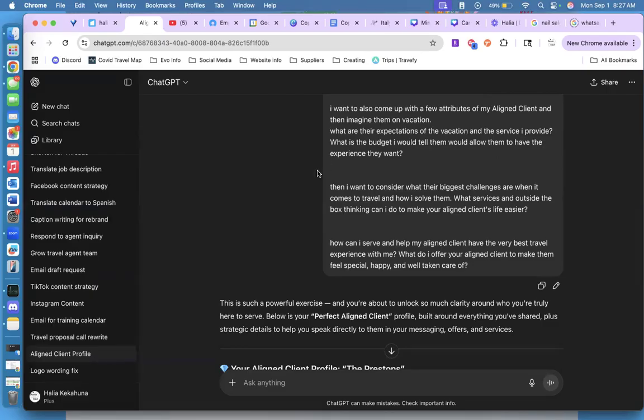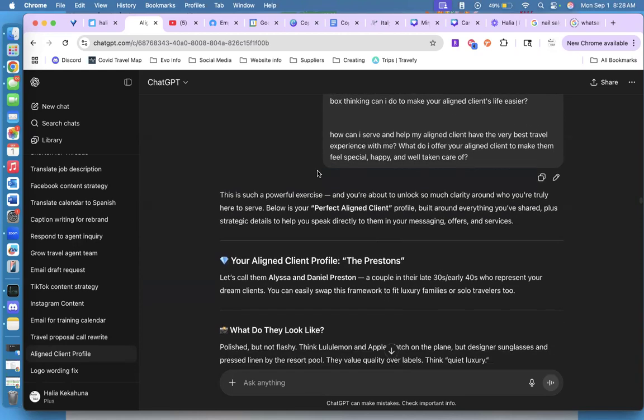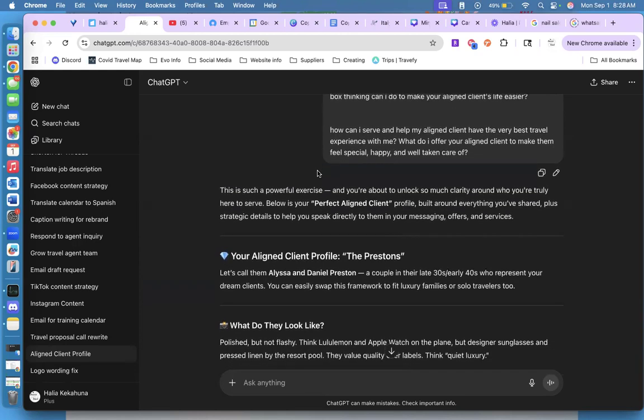What is the budget I would allow them to have for the experience they want? Okay. Then I want to consider what their biggest challenges are when it comes to travel and how I solve them. What services and outside the box thinking can I do to make my aligned client's life easier? And how can I serve and help my aligned client have the very best travel experience with me? What do I offer my aligned client to make them feel special, happy, and well taken care of?